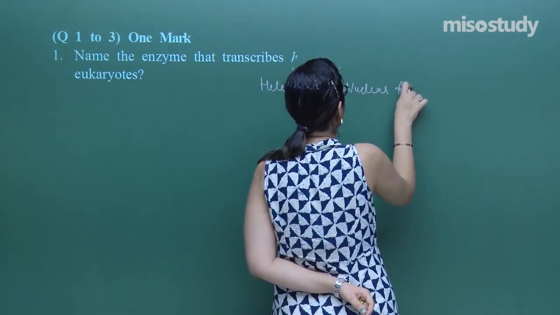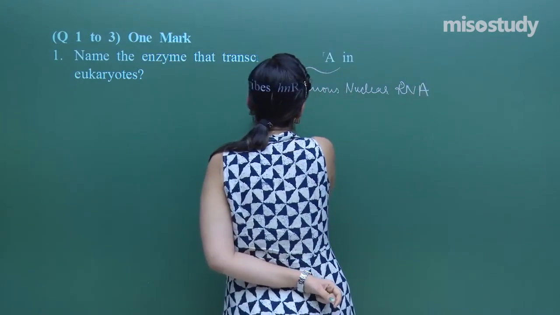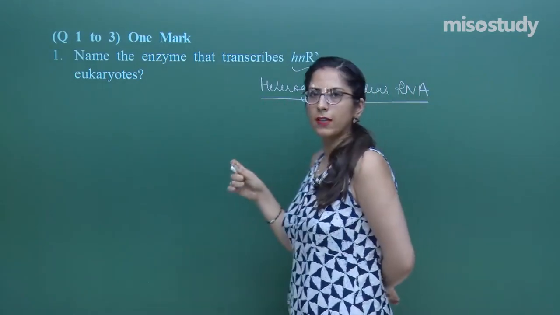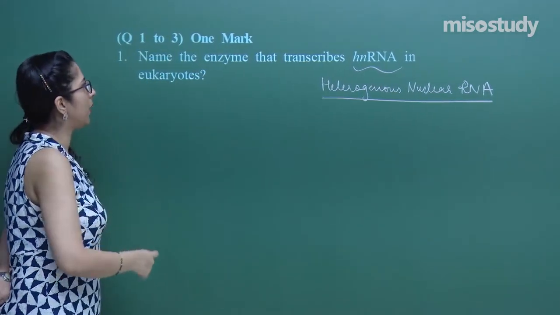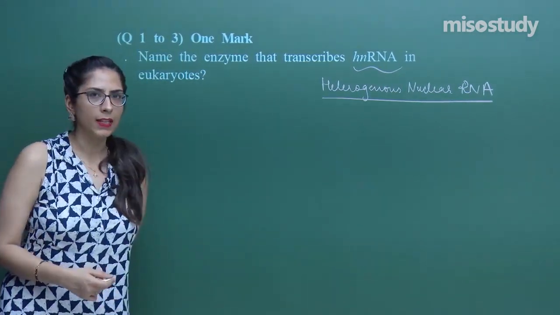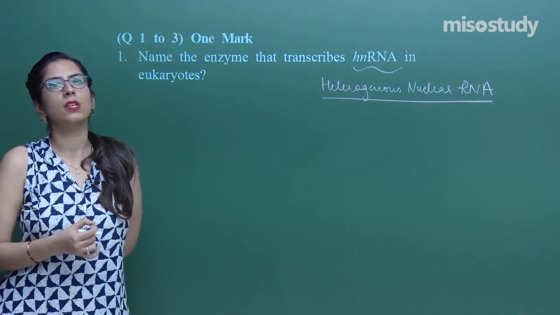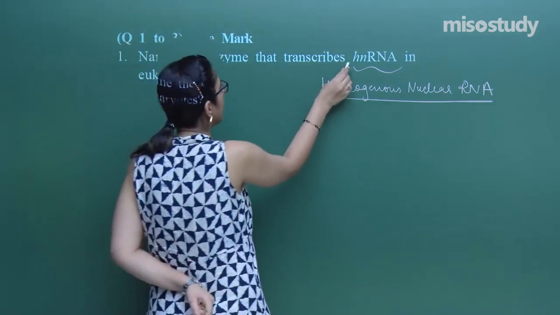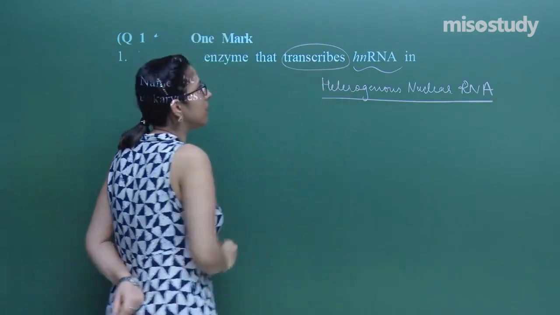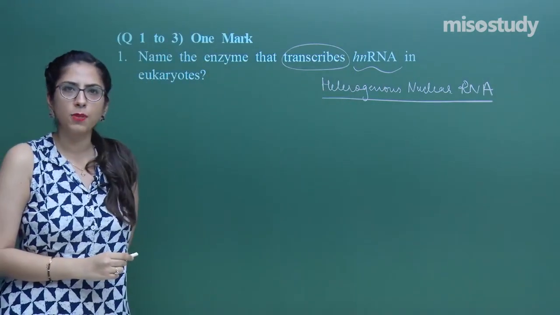And what is the full form of RNA? That is ribonucleic acid. Right? Heterogeneous nuclear RNA. Now, they are asking about the enzyme. And here, the process which is mentioned is transcription. How? Because they have written transcribes. So that means they are referring to the transcription process.